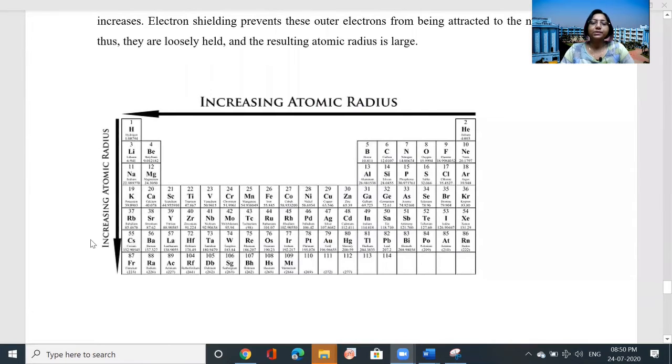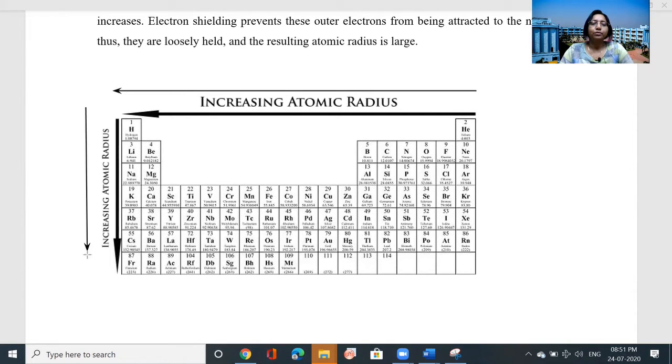So here you can see the increasing atomic radius. It is from right to left horizontally. If we move from the right to the left side, then the atomic radius will increase. And if we move from the top to the bottom, then the atomic radius will also increase.